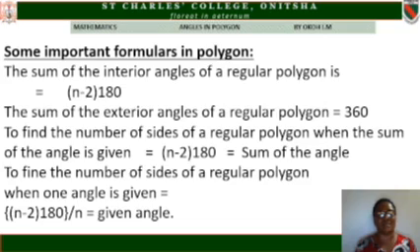The sum of its exterior angles is 360 degrees, no matter the size. Then to find the number of sides of a regular polygon when the sum of the angles is given, we have n minus 2 times 180 equal to the sum of the angles given to you. Then the next one, to find the number of sides of a regular polygon when one angle is given, we have n minus 2 times 180 all over n, equal to the given angle.